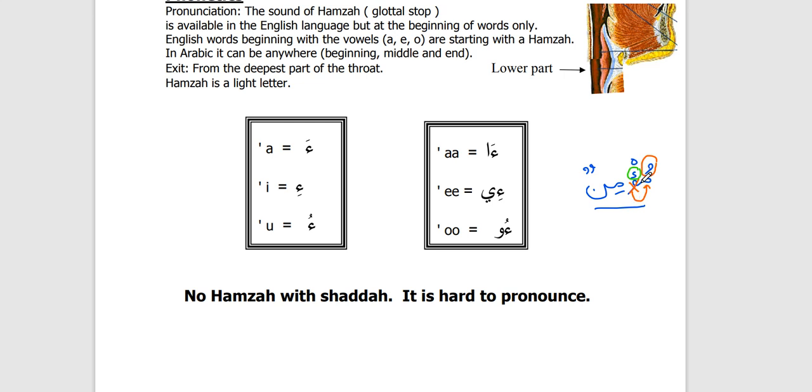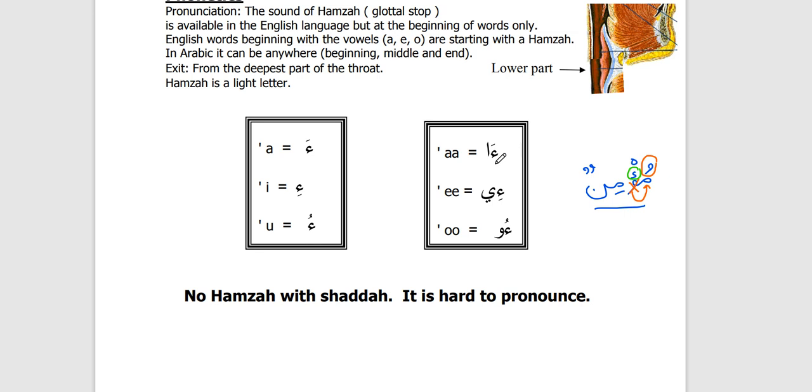And when Hamza is with sukoon, that means you have to stop on the sound of Hamza. Mu. It's like taking a break on the letter Hamza. Mu'minun. That's how you pronounce Hamza.